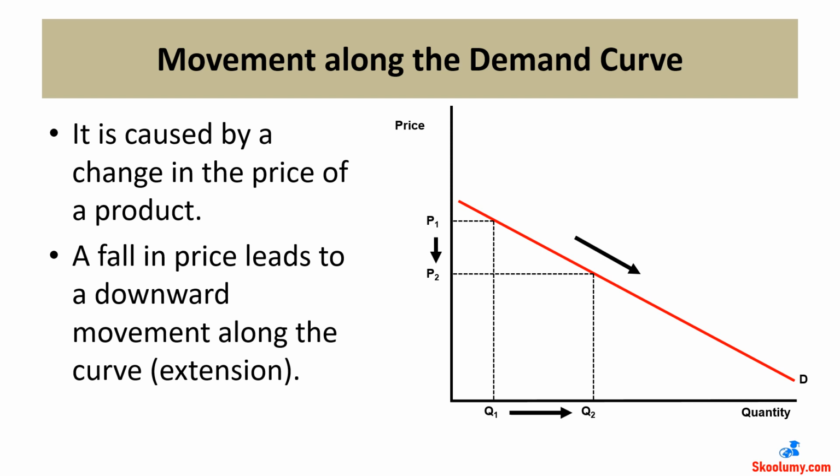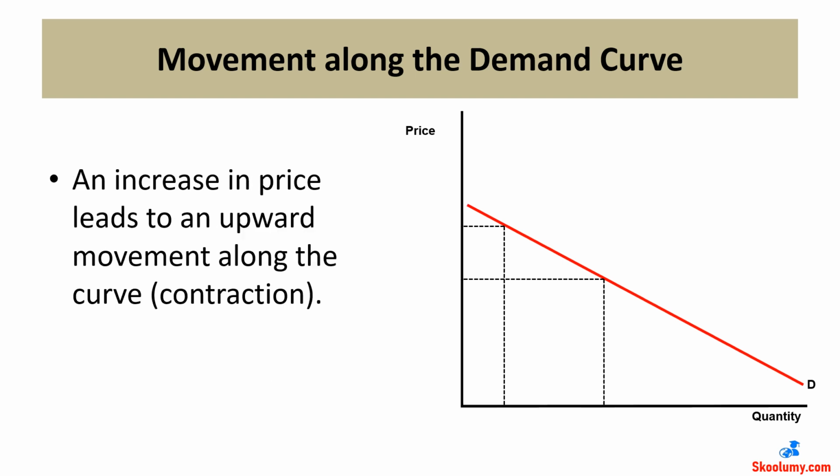If the price of a product falls, there will be a downward movement along the demand curve, which will increase the quantity demanded of the product. In the diagram, a fall in price from P1 to P2 causes the quantity demanded to increase from Q1 to Q2. This downward movement along the demand curve is also known as an extension of demand because the quantity demanded rises.